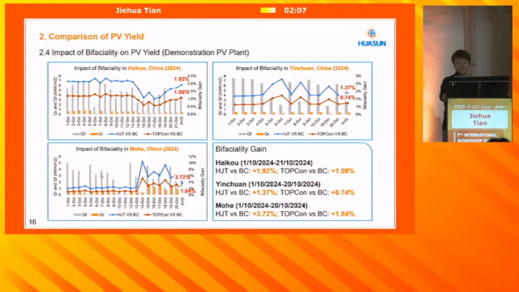This data is based on the PV plant compared to BC in Hainan. The gain for HJT is 1.92% more, 1.08% for TOPCon. In Inner Mongolia, the gain for HJT is 1.3% more, 0.74% for TOPCon. In Mohe, the gain for HJT is 3.72% more, 1.84% for TOPCon. It gained more because it snowed in Mohe recently.